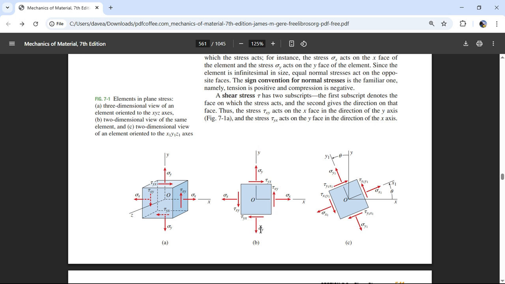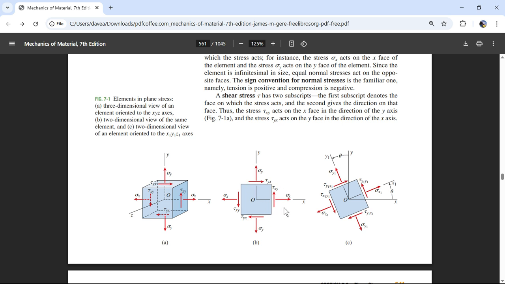These arrows are just showing the positive direction. They can also be showing the negative direction. Or we're going to try to turn it into a diamond shape by putting shear forces on both of those faces.